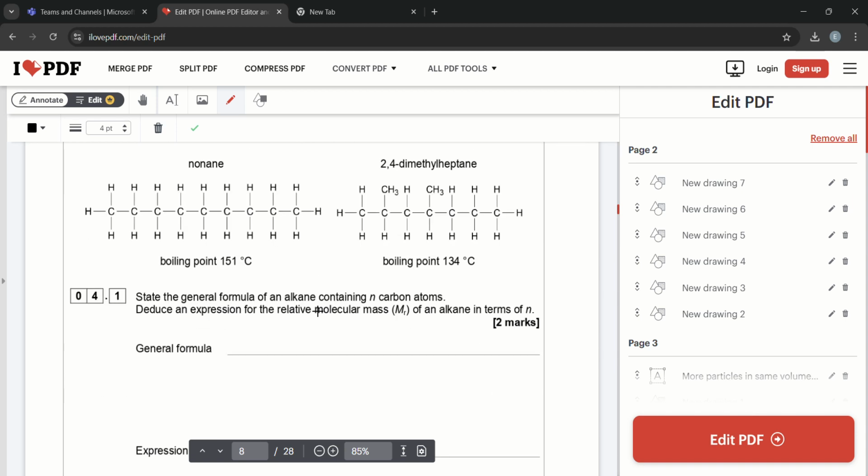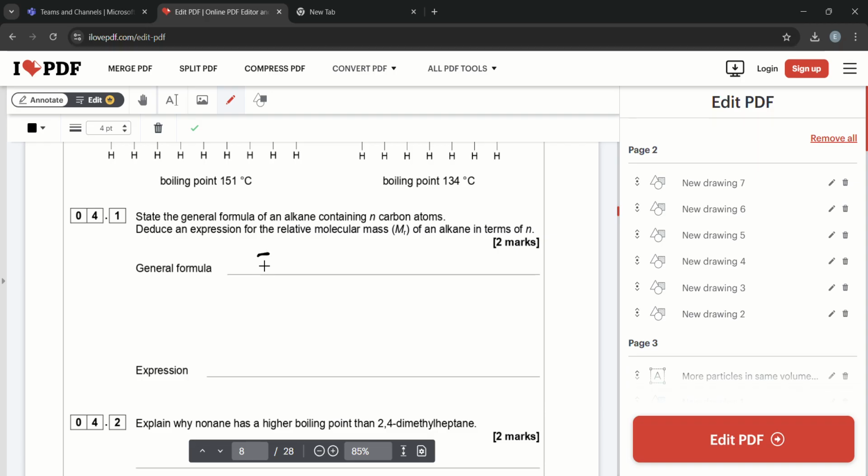State the general formula of an alkane containing N carbon atoms. Pretty nice question. CnH2n+2.